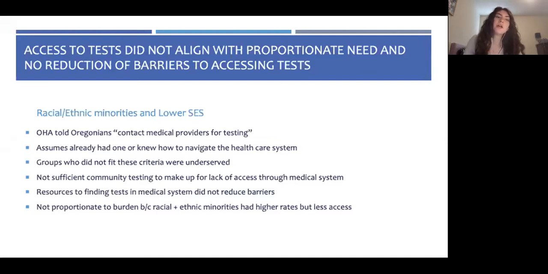However, in the state of Oregon, there were not sufficient community testing events, which is diagnostic testing that happens for free outside the medical system, to make up for a lack of access through the medical system. Additionally, resources that were available to find tests within the medical system did not significantly reduce barriers for communities and individuals who had difficulty accessing those tests. This means that in Oregon, distribution wasn't proportionate to need because, for instance, it was well documented that racial and ethnic minorities had higher COVID-19 case rates, but in this case had less access to diagnostic tests themselves.